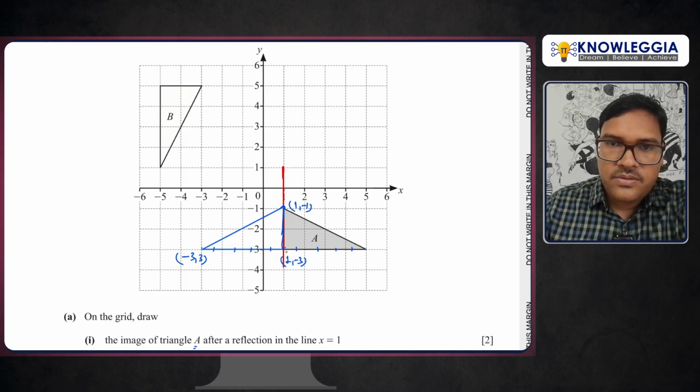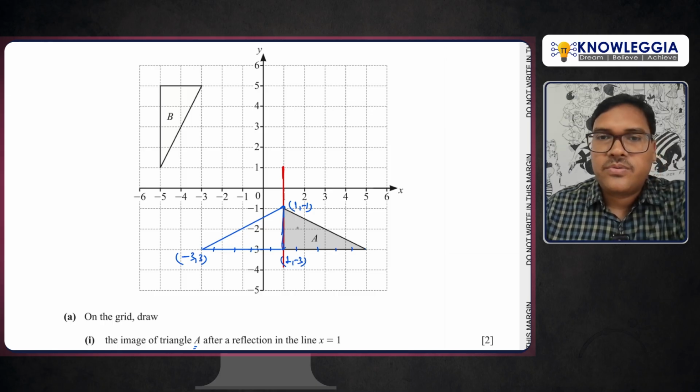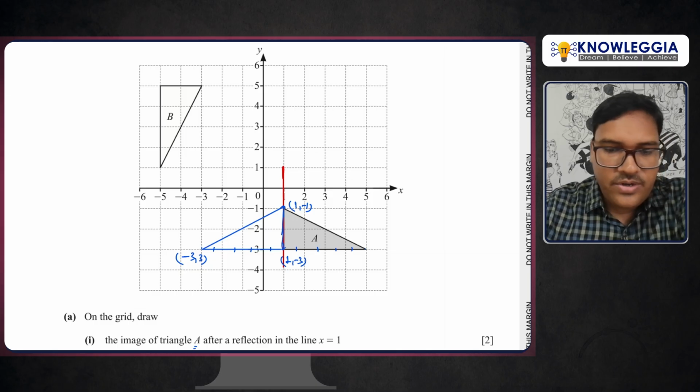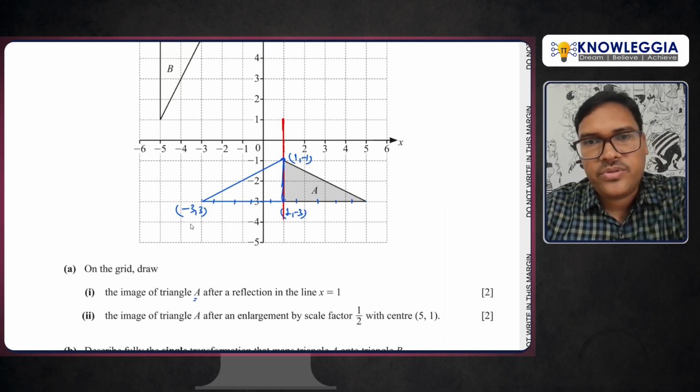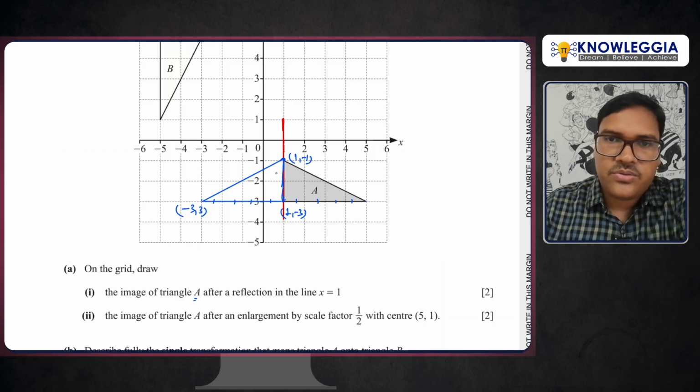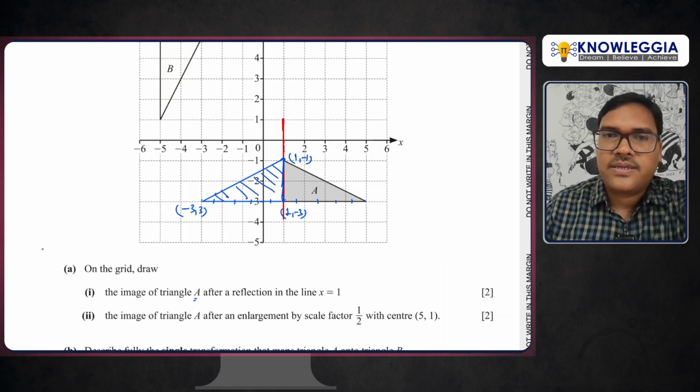Like this. You can see this is the mirror image whose vertices are, you can say, 1 comma minus 1, 1 comma minus 3 and minus 3 comma 3. So that is the answer, right? The first part. So this is the mirror image A dash. This is what we are seeing, right?